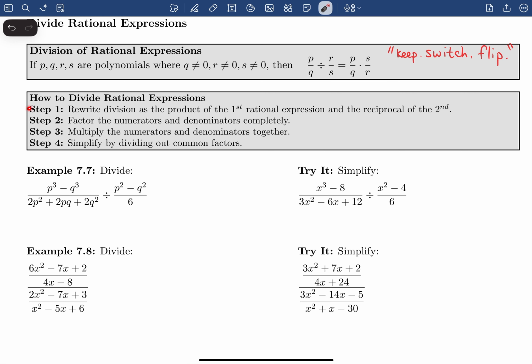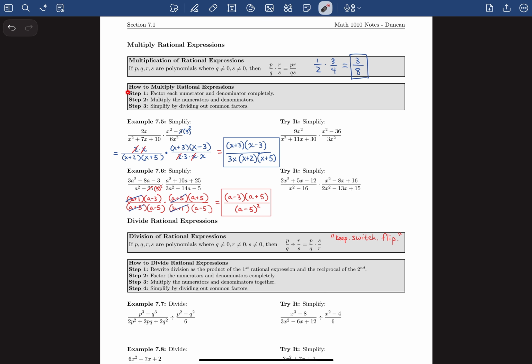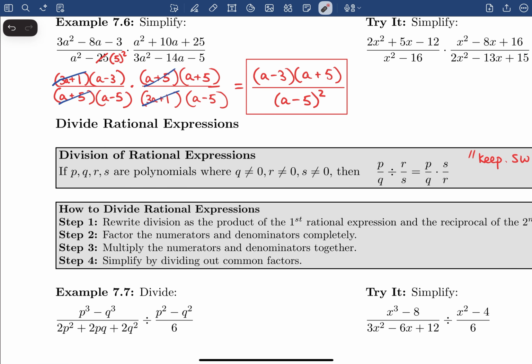Step 1, rewrite division as the product of the first rational expression and the reciprocal of the second. That's the keep, switch, flip stuff. Step 2, factor the numerators and denominators completely. Step 3, multiply the numerators and denominators together. And step 4, simplify by dividing out common factors. These steps are the same as the steps for multiplication, the exact same steps. But there's a step at the very beginning to do the keep, switch, flip stuff.